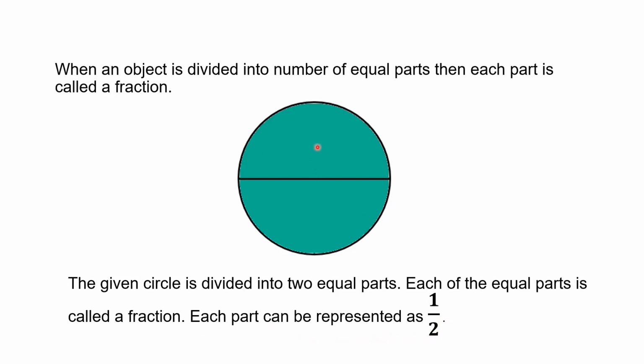This is the first part. This is one of two equal parts. So this part can be represented as 1 by 2. Let us take the second part. This part is one of two equal parts. So it can be represented as 1 by 2.